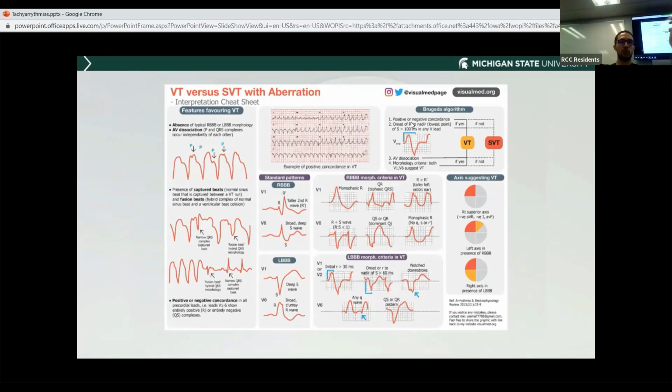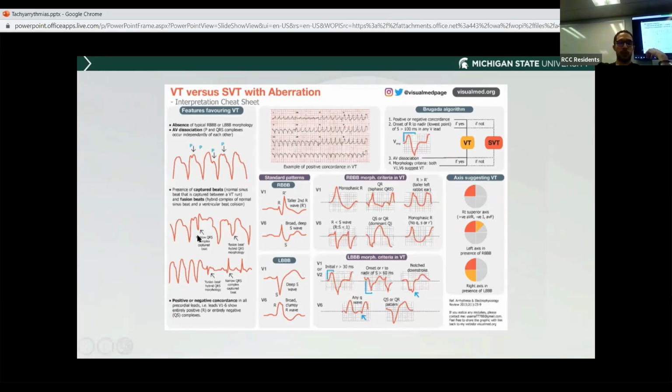You know positive and negative concordance on all precordial leads, which are V1 to V6. You know R to S above 100 milliseconds in any of the precordial leads, which is V1 to V6. You know AV dissociation, you know fusion beats, and you know capture beats.